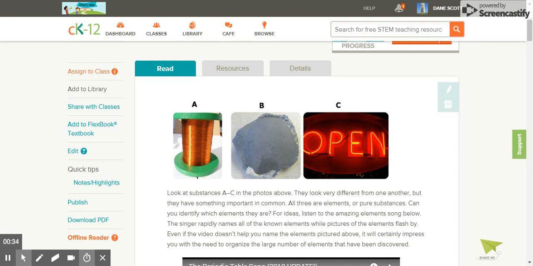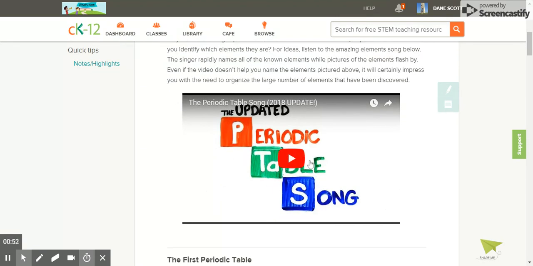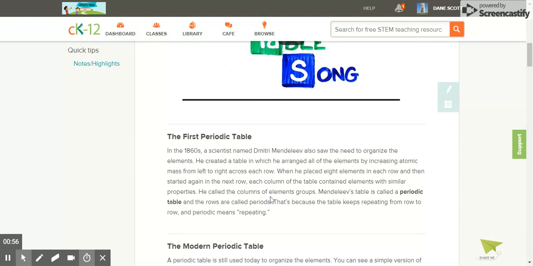For ideas, listen to the Amazing Elements song below. The singer rapidly names all of the known elements while pictures of the elements flash by. Even if the video doesn't help you name the elements pictured above, it will certainly impress you with the need to organize the large number of elements that have been discovered. This is actually pretty entertaining, so take a second and watch this when you get a chance.